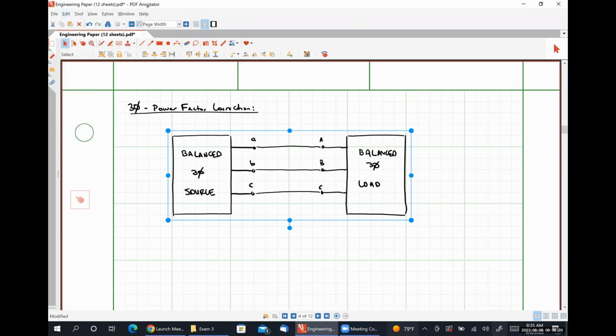All right. So let's talk about the first way that we could do this. Well, our first way that we can do power factor correction is to install a three-phase capacitor bank in a Y configuration. So here is our capacitor connected to our A phase.